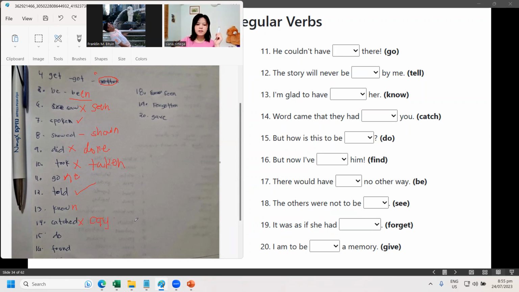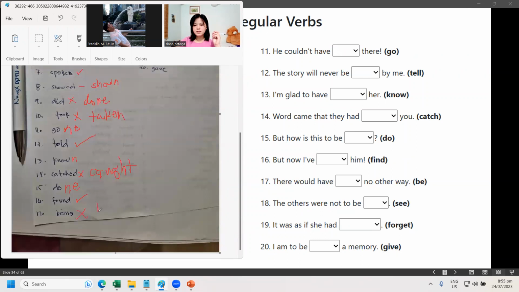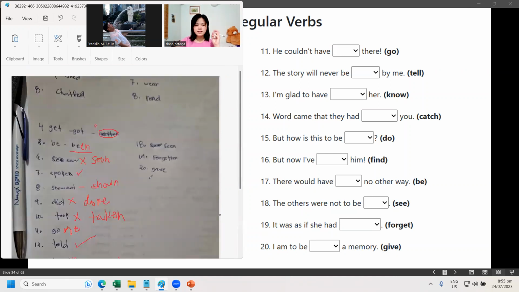Caught. C-A-U-G-H-T. Catch, caught, caught. Caught is the past tense. Caught is also the past participle form. Do again. That's done. Yes, done. Found, yeah, that's correct. Be again is been. Oh, there's number 17. Would have been. Seen. Yeah, good. Why did you answer seen here and then the other one you answered saw?